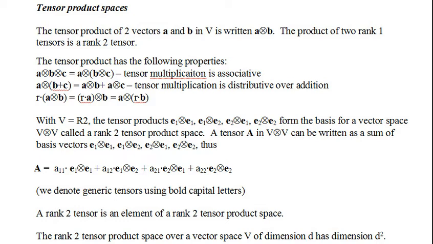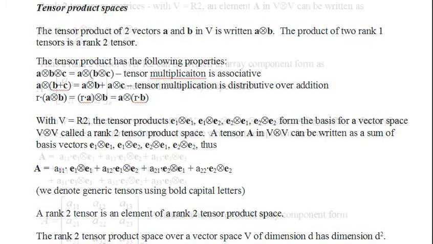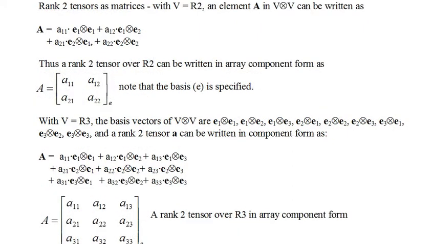A rank 2 tensor is an element of a rank 2 tensor product space. Most, if not all, the tensors you will see in physics and engineering are rank 2 tensors, and there is a natural correspondence between rank 2 tensors and 2D arrays. So let's have a look at that correspondence.